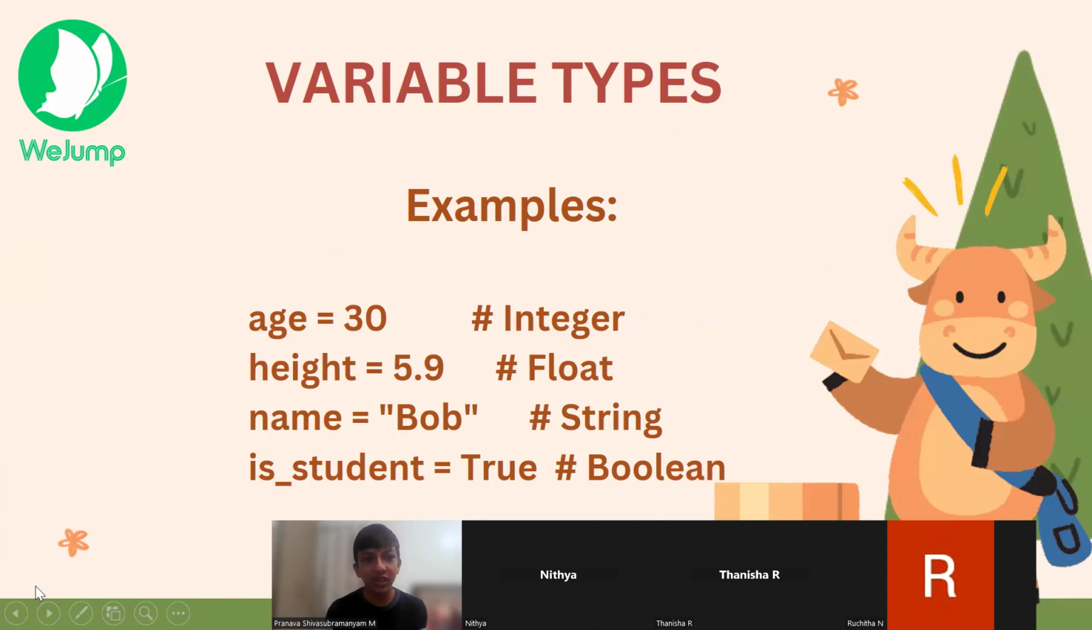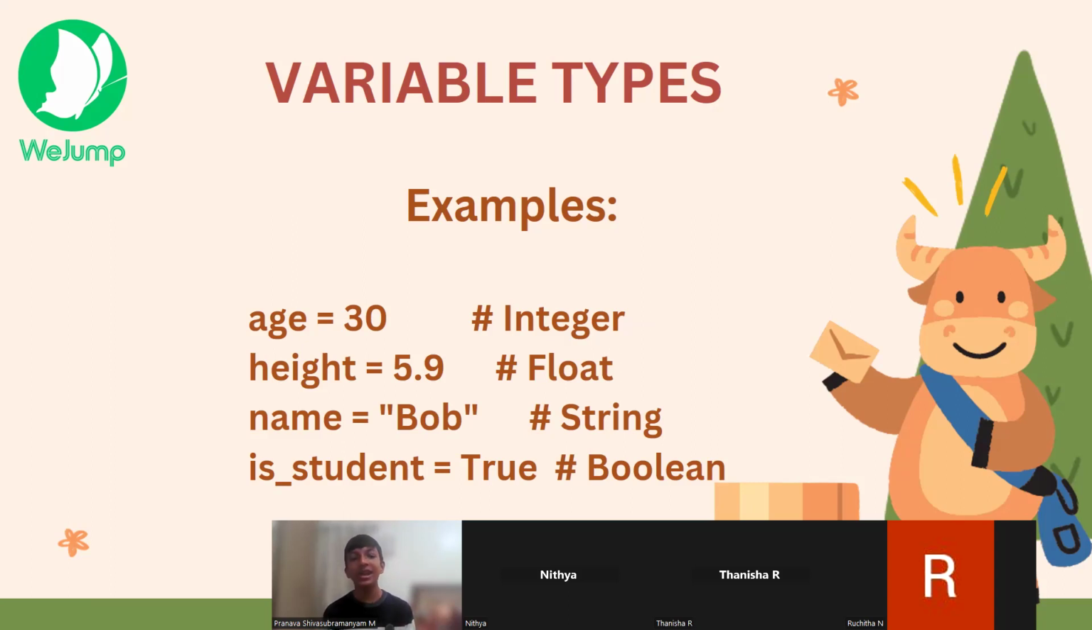Now we are seeing the examples of the variable types. Age equals to 30. 30 is a whole number, so it is an integer type of variable. And height equals 5.9. It has a decimal value, so it's float. And name equals Bob. Bob is a text. Text usually has double quotes. It will always be inside double quotes. So it's a string.